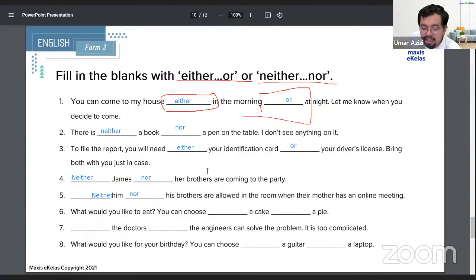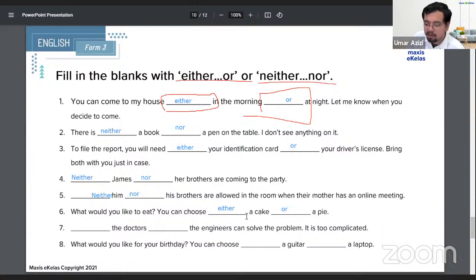Question number 6. What would you like to eat? You can choose space, a cake, space, a pie. Aliyah answers first with either or, followed by Hashwini and also Ayman, Zach, and Damiao too. Wow, everyone's really fast on this. You can choose either a cake or a pie.